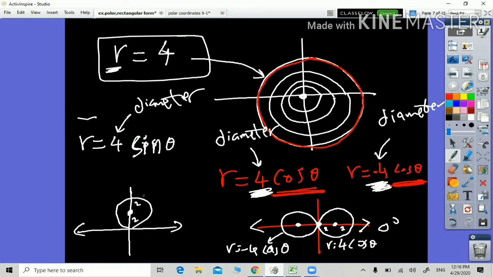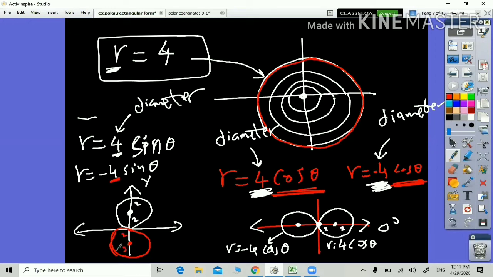If you have positive, your circle is on the positive part of the y-axis. Now, what about if I have negative, negative 4 sine theta? Your circle will be on the negative part of the y-axis. The center will be here because this 4 means we have 2 here and 2 here.